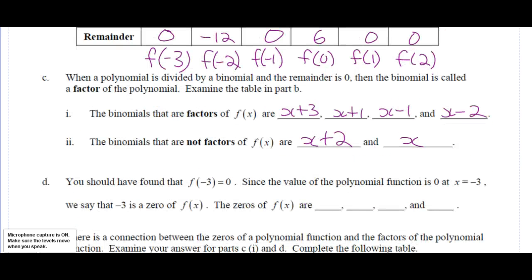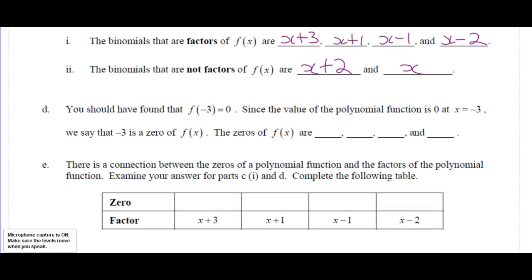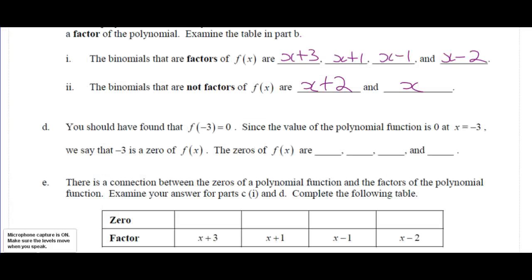You should have found that f of negative 3 is equal to 0, since the value of the polynomial function is 0 when x is negative 3. So we say negative 3 is a 0 of f of x. So what are the zeros of f of x? Negative 3, negative 1, positive 1, and positive 2.